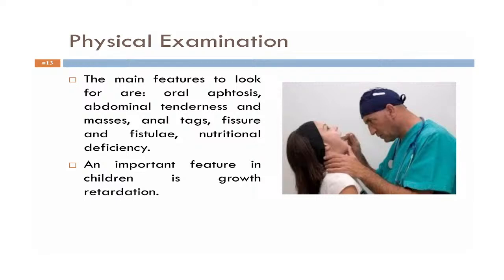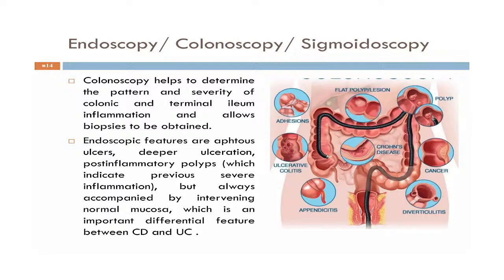Look for oral ulcers, abdominal tenderness and any masses in the abdomen, anal tags, fissure, features of nutritional deficiencies and features of growth retardation, especially in children. Now endoscopic biopsies help us to differentiate between Crohn's and ulcerative colitis depending upon the area of involvement. Ileocolic regions are more commonly involved in Crohn's disease, while the rectum and whole of the colon is more commonly involved in ulcerative colitis.